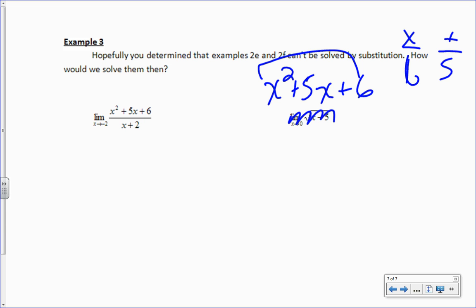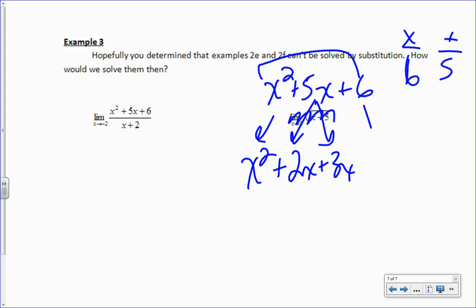Oh, multiply to be 6, sorry. Actually, the other one works too, doesn't it? Yeah. Well, no. But multiply to be 6, yeah, 2 and 3. So this one, remember, actually, you just bring down. This one's the one that splits. Plus 2x, plus 3x, plus 6.